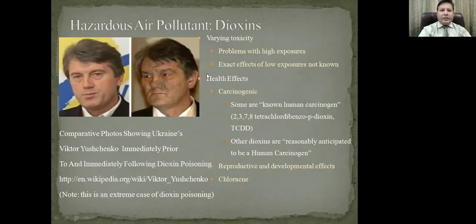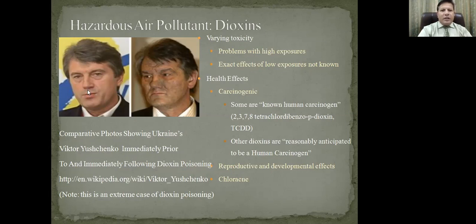Hazardous air pollutant dioxins, if you see, are varying toxins, with problems at high exposure; exact effects of low exposure are not known. These are carcinogenic. Some are known human carcinogens, such as TCDD. Other dioxins are reasonably anticipated to be human carcinogens, with reproductive and developmental effects of chlorine. Here you can see two comparative photos showing Ukraine's Viktor Yushchenko immediately prior to and immediately following dioxin poisoning.